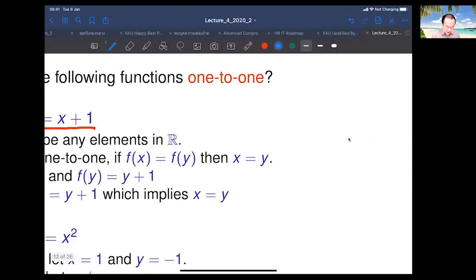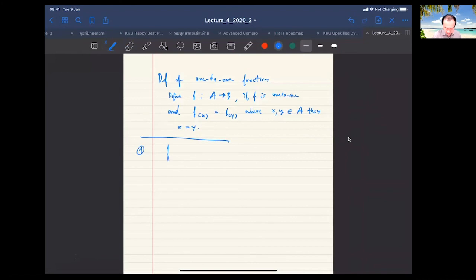So the problem: f is a function from real numbers to real numbers, and f of x is equal to x plus 1. What we have to do is imagine that we know the domain, and the property is saying that for every x and y that have f of x equal to f of y, you have to show that x is equal to y. So let x, y be members of the domain, which is R. Okay, so x, y can be any real number, anything.